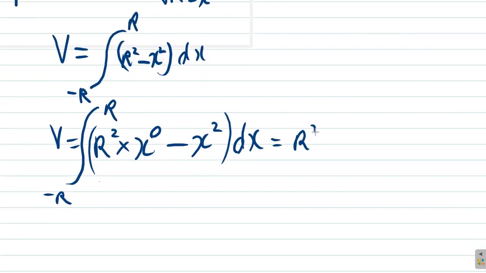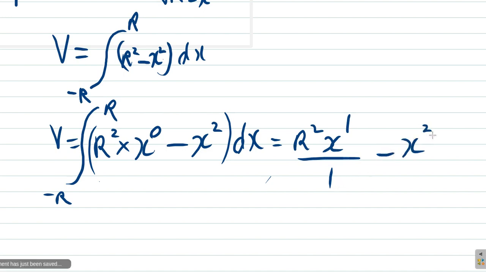This is r squared, just a number, times x to the 0 plus 1, which is just 1. So is the power rule. You add 1 to the old power to get a new power, then divide by that new power. Minus x to the 2 plus 1, so it is x to the 3, where 3 is the new power, divided by the new power.